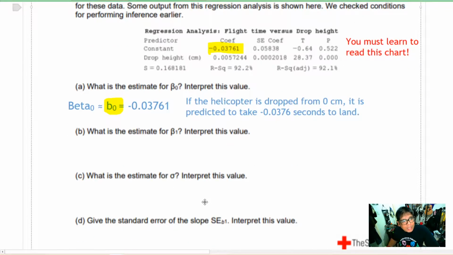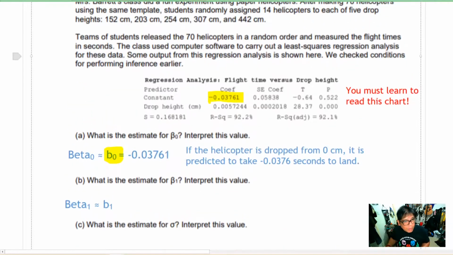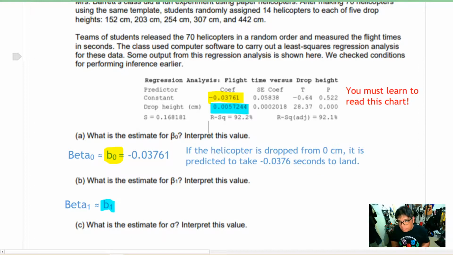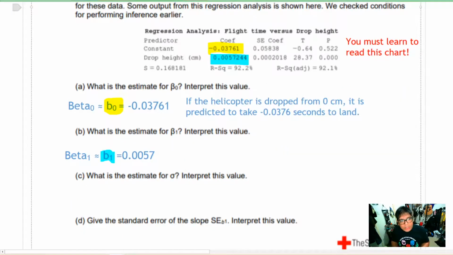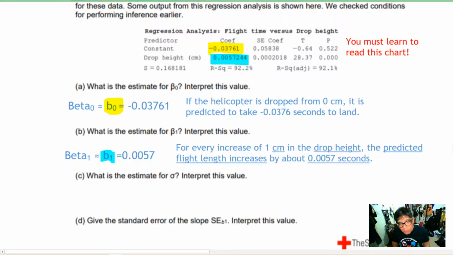So let's take a look at beta 1. Beta 1 is approximately equal to B1, and we can find B1 in our chart. It's in the second line of the chart next to the explanatory variable. So here, B1 is equal to 0.0057. For every increase of 1 centimeter in drop height, the predicted flight length increases by about 0.0057 seconds.